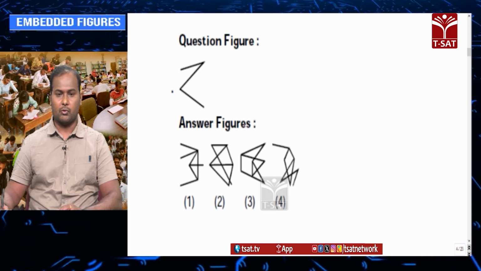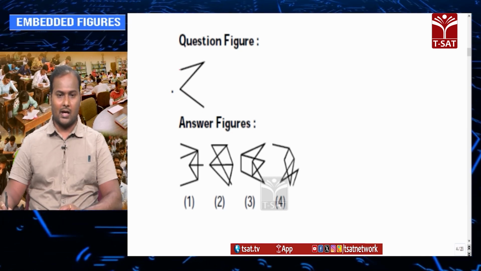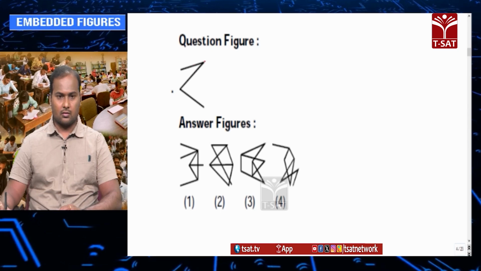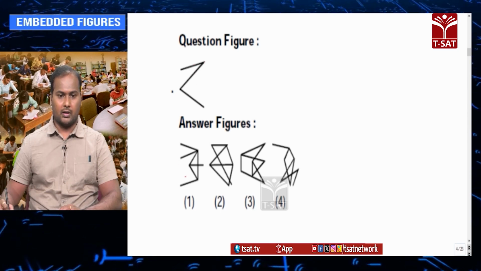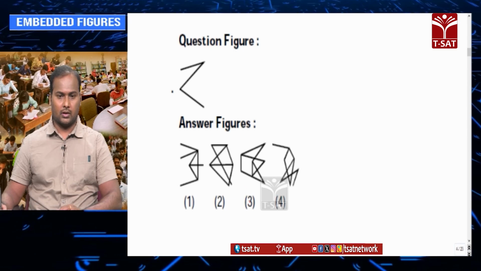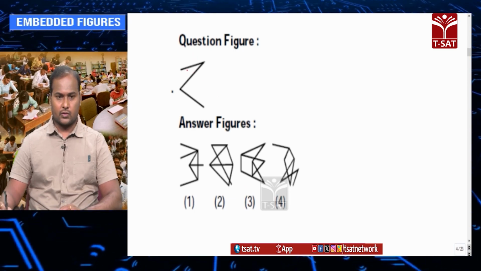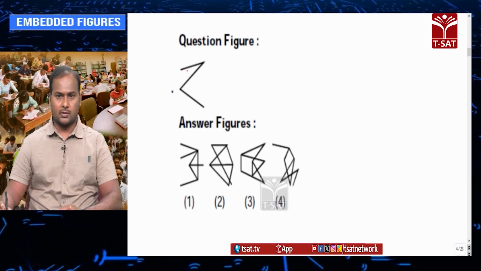Let's start with one particular question. The question figure is given here. At the bottom you have answer figures. One needs to observe and identify whether this question figure is embedded in option 1, 2, 3 or 4. In this kind of questions, you should have very good observation skills.